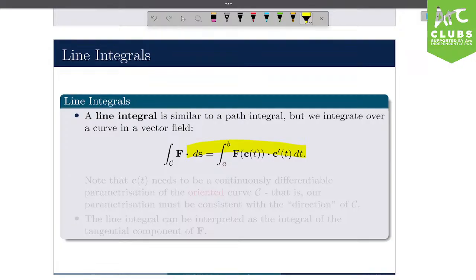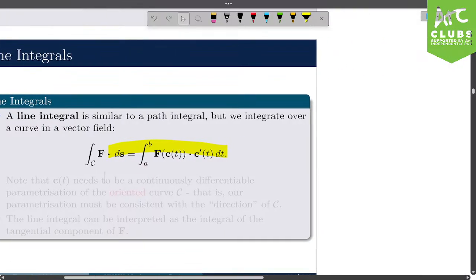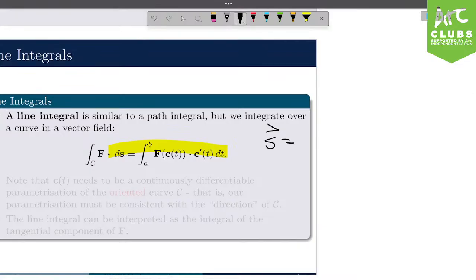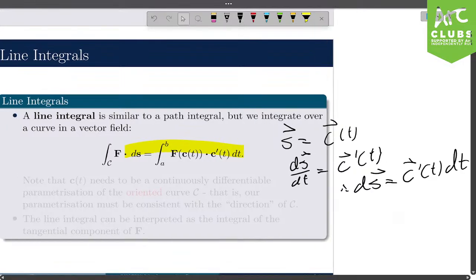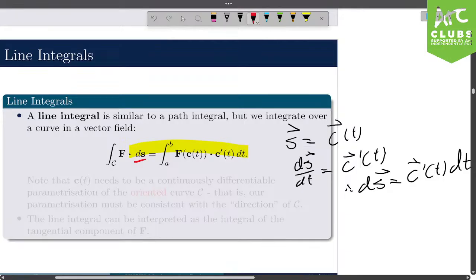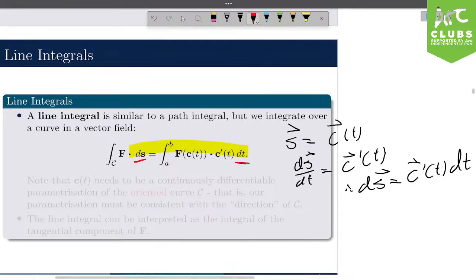this form here. And intuitively, you say that some curve S, you can describe it by some path C. So then when we have ds on dt, we just get c dash t, therefore ds is c dash t dt. Okay, so if we're going to convert our ds in the integral here from a vector valued thing to a scalar valued thing, which is a lot nicer, we multiply by c dash, and obviously we plug the parametrization into our vector field.